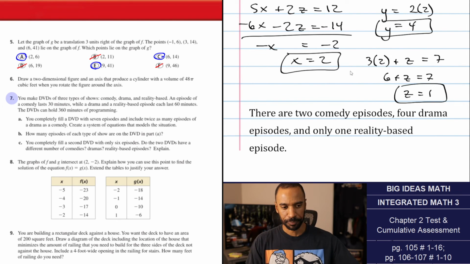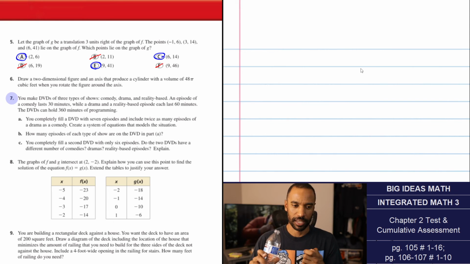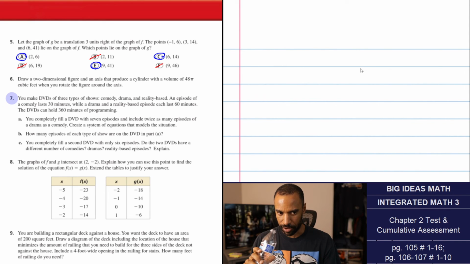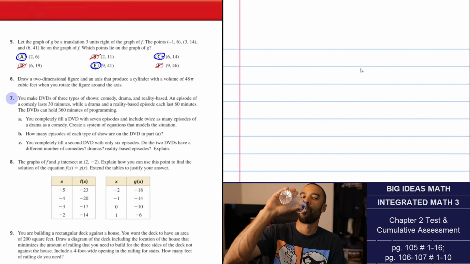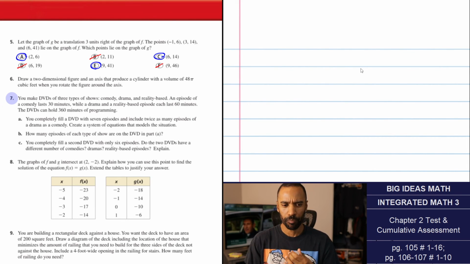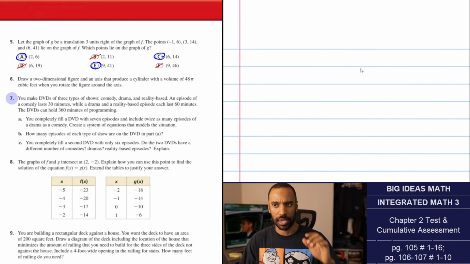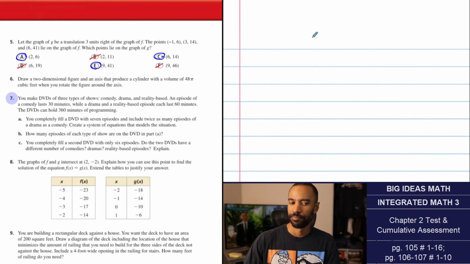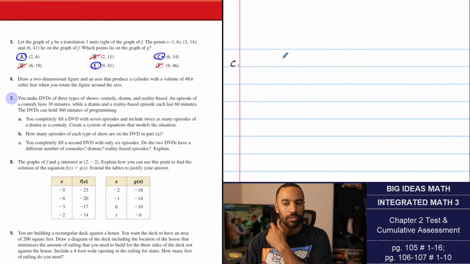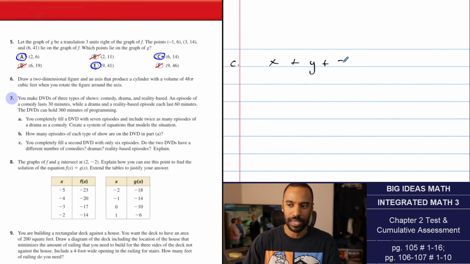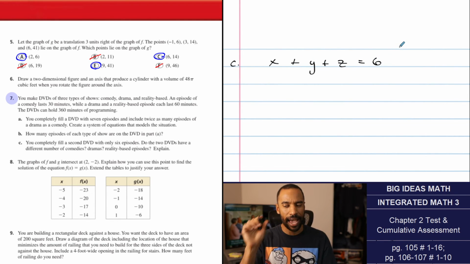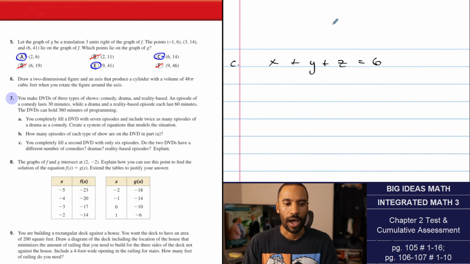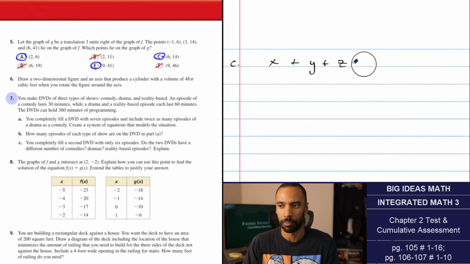Part C. You completely fill a second DVD with only 6 episodes. The 2 DVDs have a different number of comedies, dramas, reality-based episodes, explained. Well, is everything else the same? So, you completely fill a DVD. So now your x plus y plus z equals 6. You still need something to add to 360. I don't know if we have to solve a system. I think we just need to make sure it still completely fills.